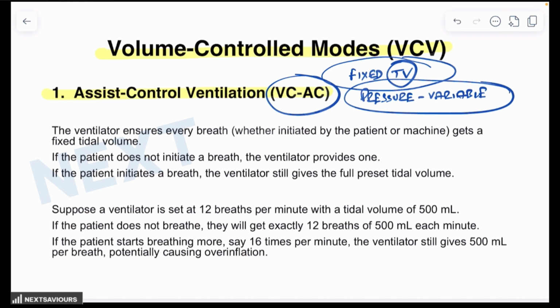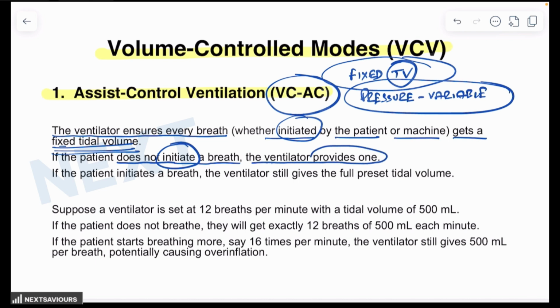Now try to understand what is happening in these cases. The ventilator ensures every breath, whether it is initiated by the patient or by the machine, gets a fixed tidal volume because it is the mode that we have put the patient on. If the patient does not initiate a breath, like a patient in general anesthesia undergoing a surgery, the ventilator is responsible for providing one with a fixed volume. But if the patient initiates a breath, the ventilator still gives a full preset tidal volume. So despite the fact that the patient is breathing or not, we have fixed the tidal volumes.